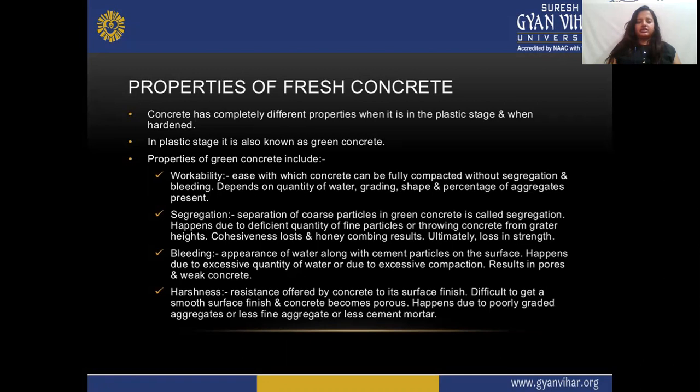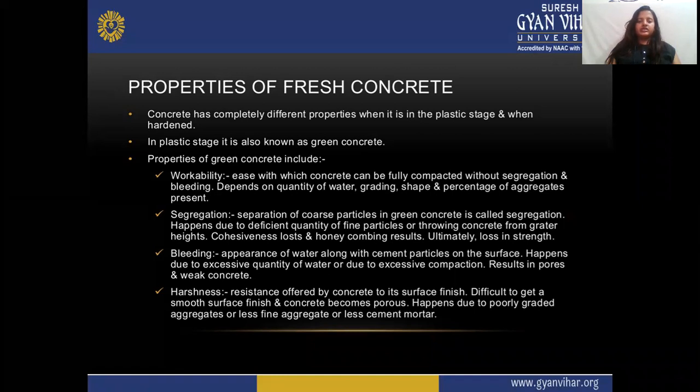Second, segregation. The separation of coarse aggregates in green concrete is called segregation. It happens due to deficient quantity of fine particles or throwing concrete from greater heights. Cohesiveness loss and honeycombing result, ultimately loss of strength. So we know that with segregation we can see cohesiveness lost, and there may be some honeycomb structures. Honeycomb formation can take place in the structure of the construction.